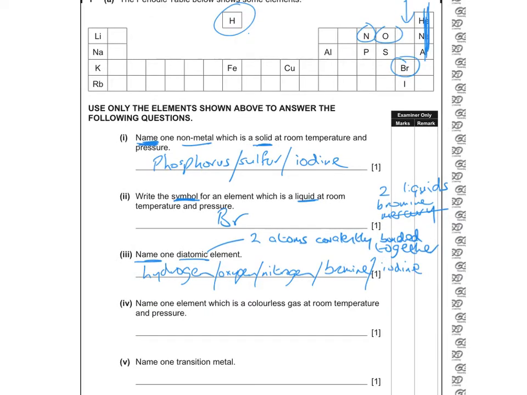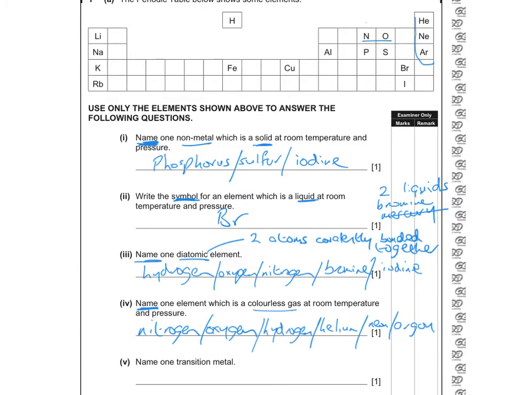Okay, part 4, colourless gas. We get gas as non-metal, so we're looking for something over on the right hand side of the periodic table. And you could have nitrogen, oxygen, or any of those noble gases. Again, it's asked you for the name, so make sure you write something like nitrogen or oxygen, etc.